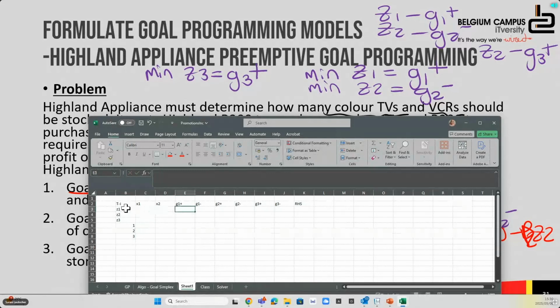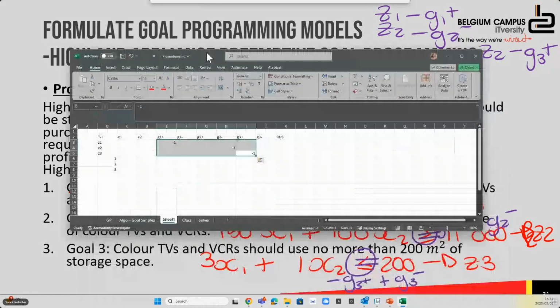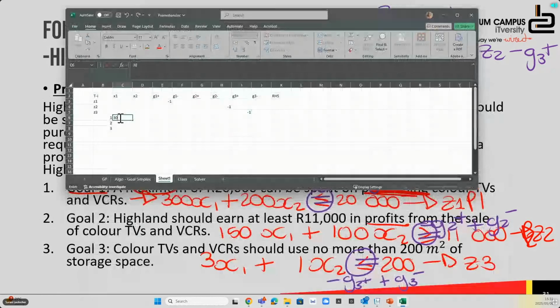So at G1 plus, do you see I'm putting minus 1? Because that's what I took over, right? Then for Z2, it was a minus at G2 minus. Z3, which I don't know why I wrote as Z2, but it's the idea that counts. It's a minus 1 at G3 plus. So those are what we start with. Constraints? Well, you're just typing in the coefficients, right? It's going to be 300, 200, the minus for the plus and the plus for the minus.